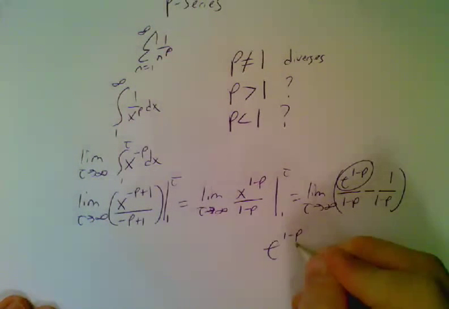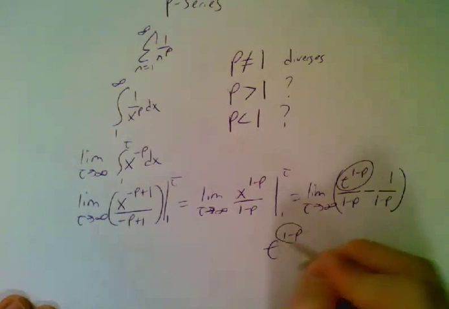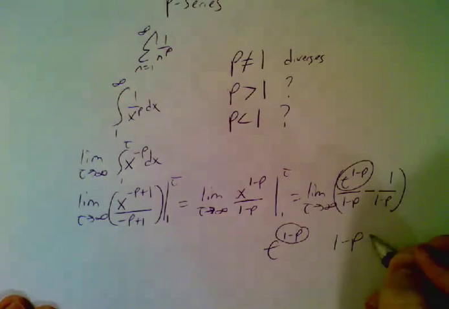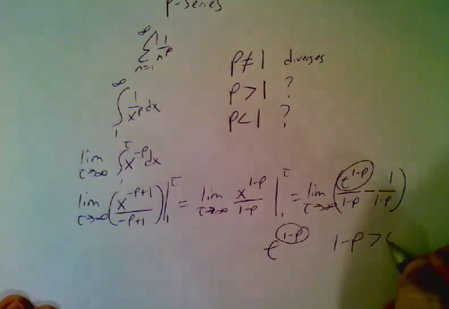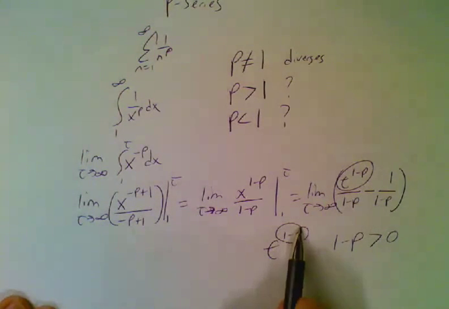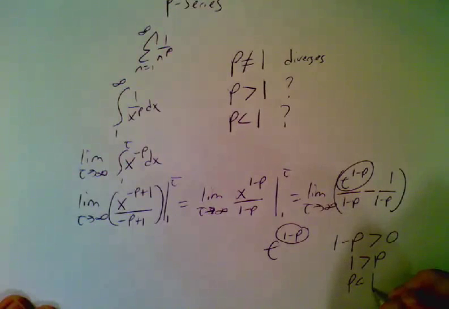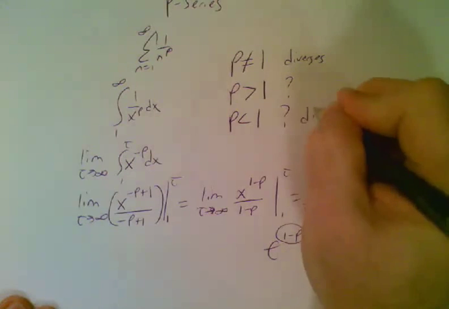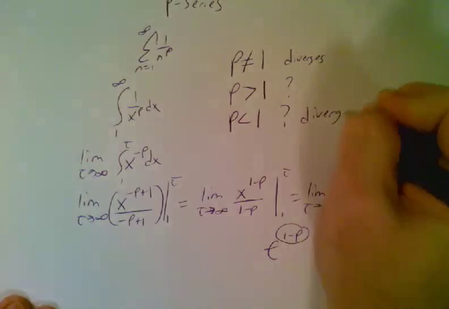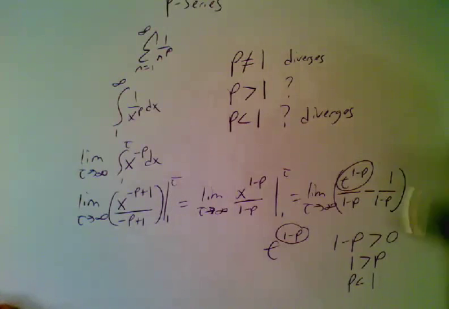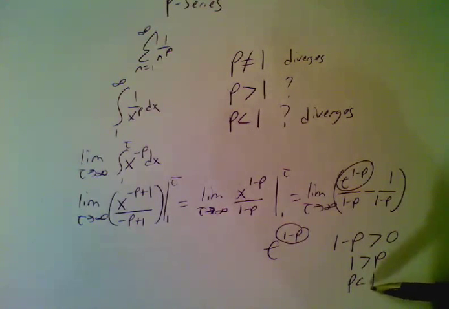Let me even focus just on the 1 minus p. If the 1 minus p is greater than 0, if it's positive, then my t is going to go off to infinity. Well, when is 1 minus p positive? When 1 is greater than p, aka p less than 1. So if p is less than 1, this integral diverges. Think about it. If p is less than 1, let's just pick like negative 10.